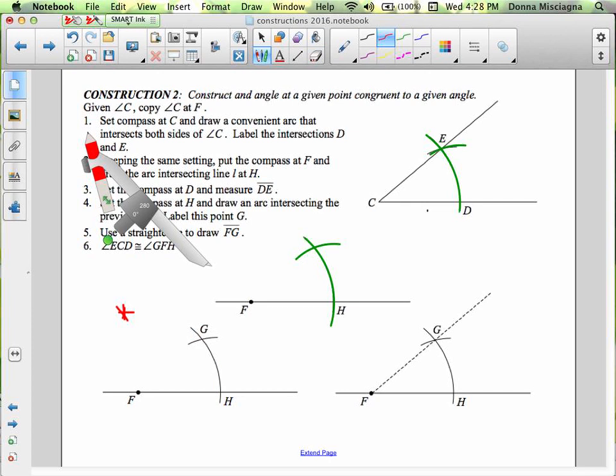So now our last step, and you can see it in the way this goes, is the arcs that we drew up there. We drew an arc, and we drew that same arc here. We drew another arc to measure, and we drew that same arc here. Okay. And then the last step is just to draw a line from the point on the line to the intersection of those two arcs. And now we've copied our angle.